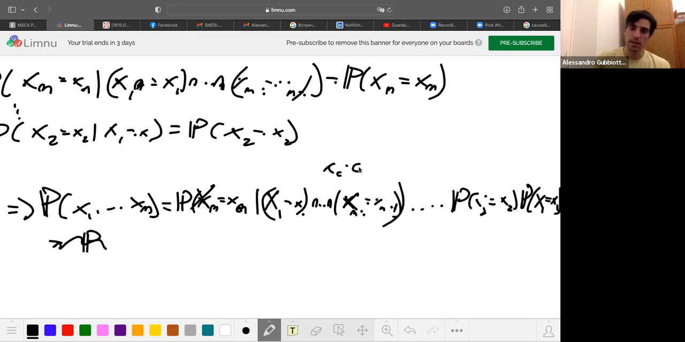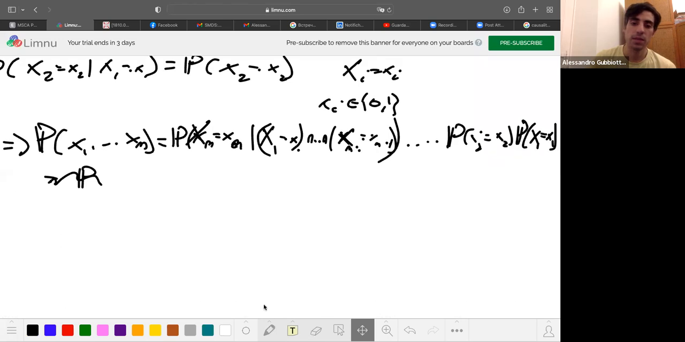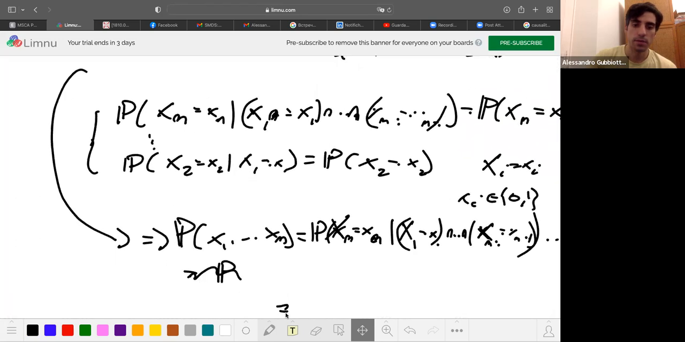We recall that xi is in {0, 1}, and capital Xi is the result, so that capital Xi being equal to little xi is like the result of the i-th coin toss is little xi. Xi is 1 is the event that the result of the i-th coin toss is equal to 1. Okay. So once again, we use the independence hypothesis, which are these ones here, to say that this is equal just to the product.